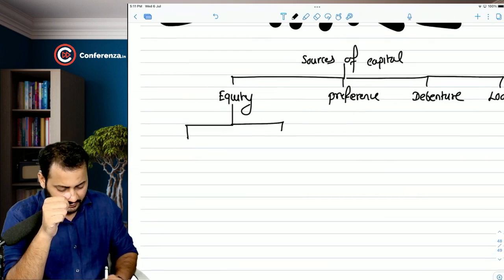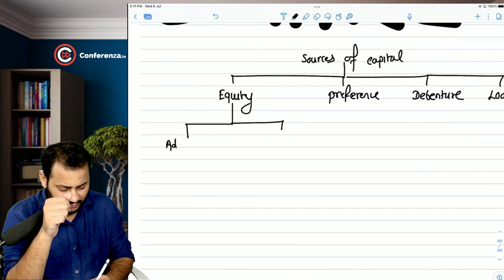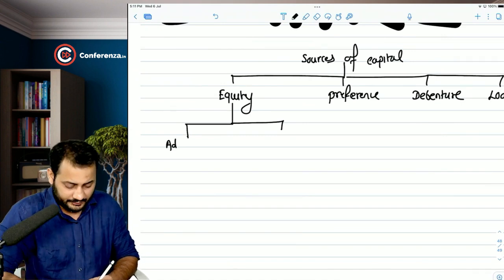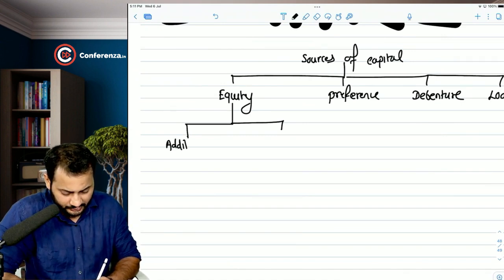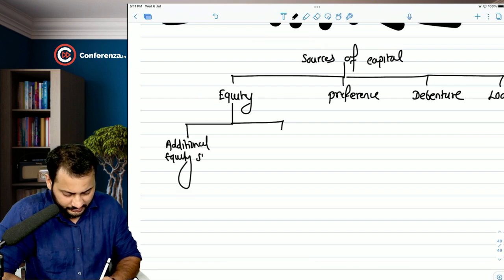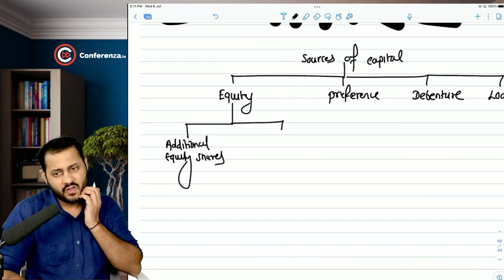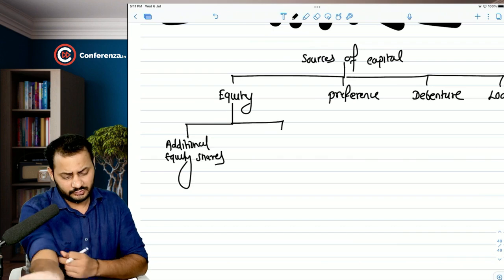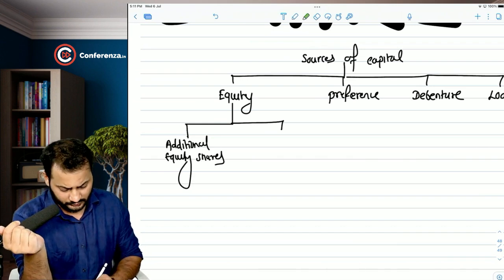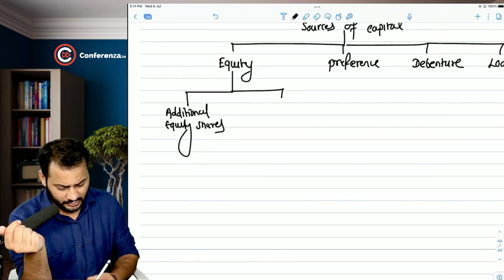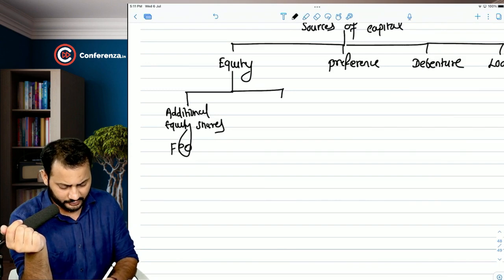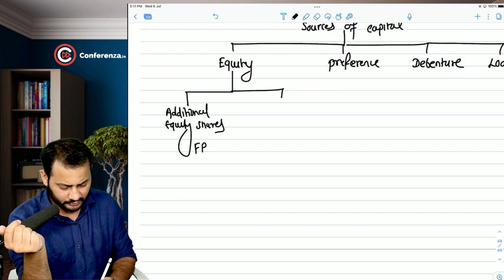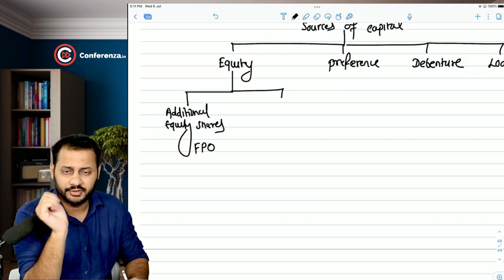The first option is called additional shares, or we can say new equity offer. Additional equity shares, or in another term, we call it FPO, further public offer. Initial public offer, after which this will be issued.